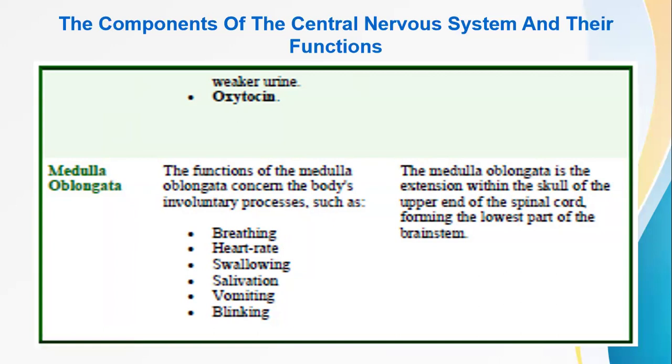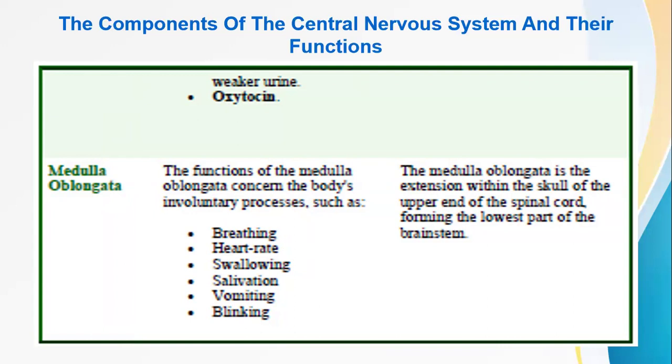The medulla oblongata has the following functions. The functions of the medulla oblongata concern the body's involuntary processes such as breathing, heart rate, swallowing, salivation, vomiting, and blinking. So these are the functions of the medulla oblongata, simply involved in the involuntary processes. Involuntary processes are the processes that a person cannot do at will. So they are just done without the person's conscious control.